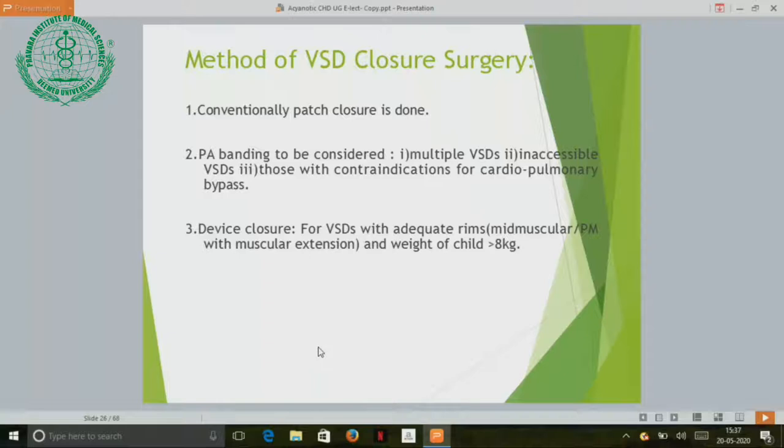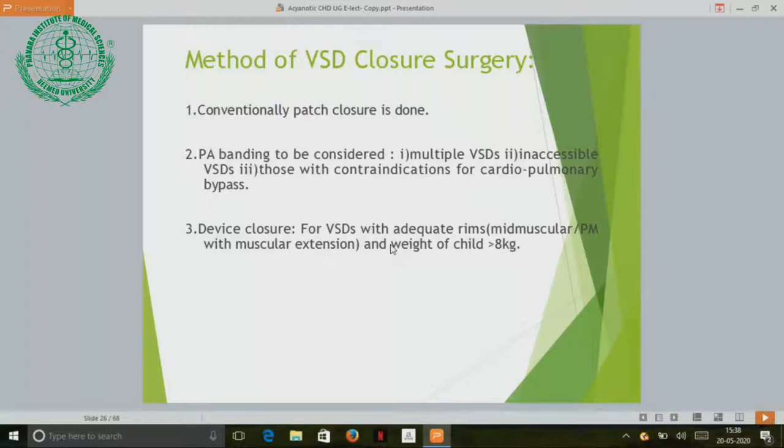So how do we close? Conventional patch closure is the preferred method of VSD closure. A pericardial patch is used to close this VSD. Then device closure, in case of a midmuscular VSD, if the VSD is located exactly at the middle of the interventricular septum and there are surrounding structures to hold the device, so they can be closed with a device.